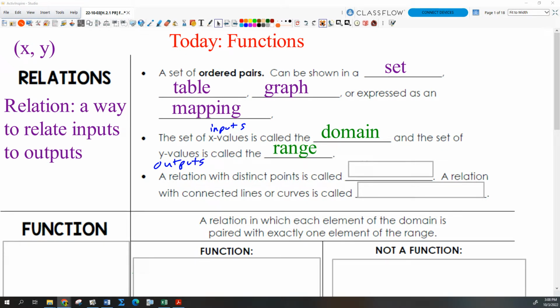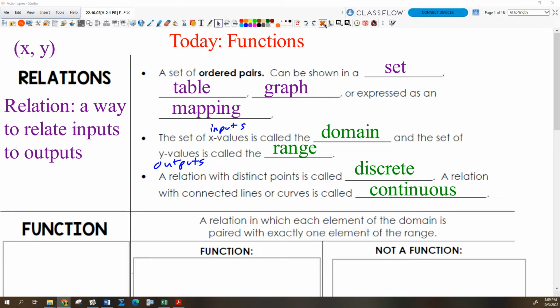The range. So we say that a relation that has a set of distinct ordered pairs, which if I graphed it would look like a set of distinct points, we call that a discrete relation, whereas a relation that we would draw by smoothly connecting curves or lines, we call that a continuous relation. They look different, and we'll see examples of both today. Any questions about what a relation is then? Does that all make sense?